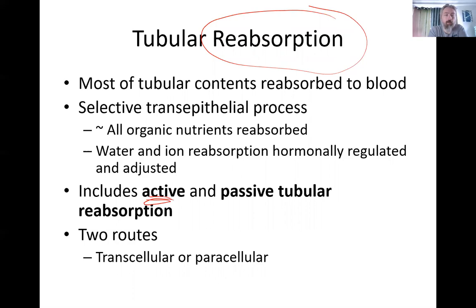This happens both actively, so we do use some ATP to make this happen, and also passively. It entirely depends on what our concentration gradient looks like. If our concentration gradient is set up the right way, we can do it passively by diffusion. If it's not, we have to use ATP to pump it back in. That's really all it is. It's not very exciting.